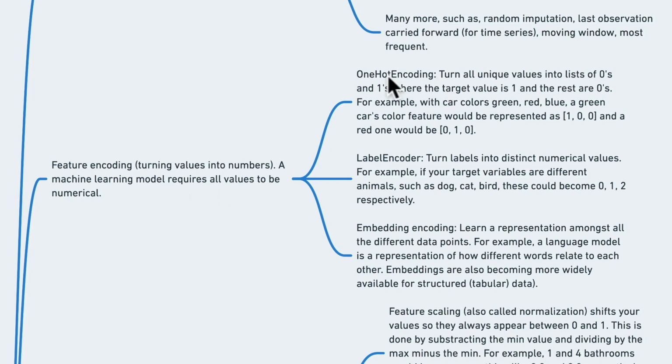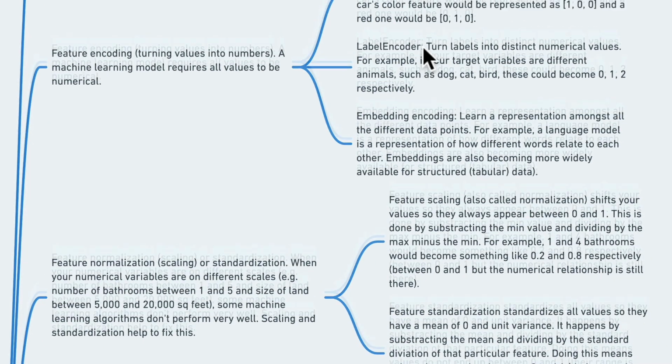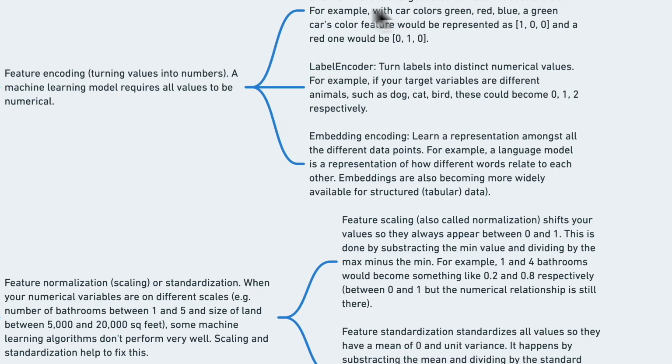Then you've got one-hot encoding, then you've got label encoder, embedding encoding. Now, these are just different ways of turning your data into numbers.